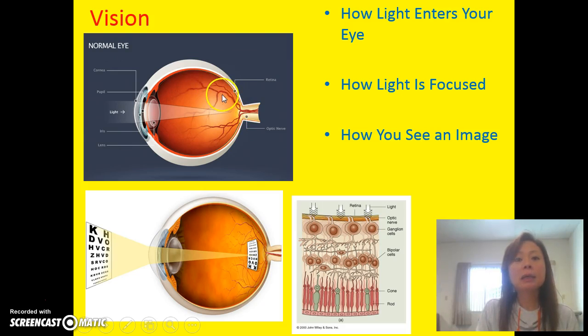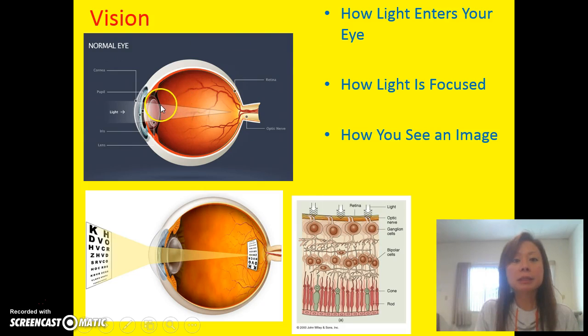And the retina has many cells. They have cone cells and rod cells. Rod cells help you to see black, white, and gray. And then the cone cells will allow you to see different colors. Okay, so then the cones and rods will send a message up to the brain through the optic nerve, right here. Then the brain will receive this information and interpret what you are seeing.